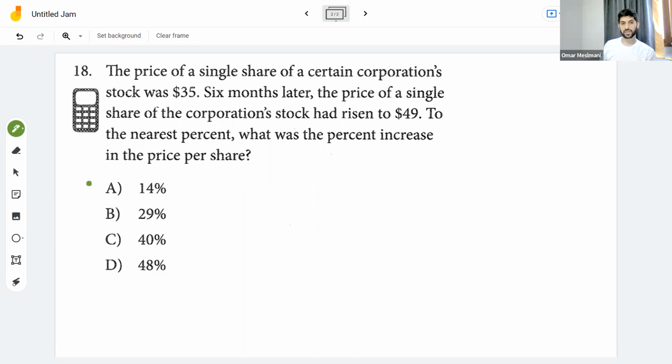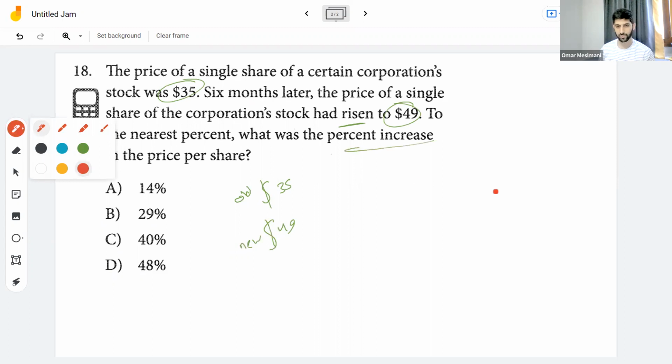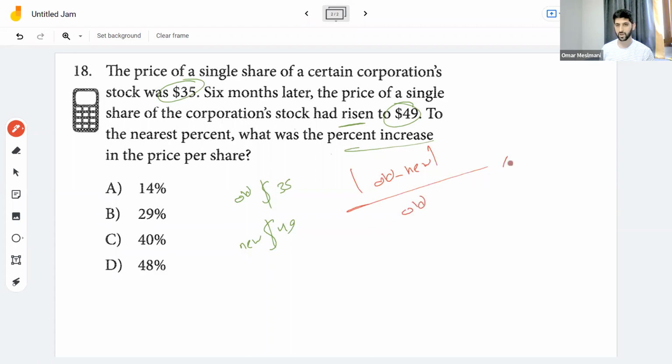All right. Obviously, the price of a single share was 35, so the old price was $35. Six months later, the price of a single share increased to 49, so the new price is $49. The question is, to the nearest percent, what was the percent increase? So we're looking for the percent increase: the old value minus new value in absolute value, over the old, times 100.